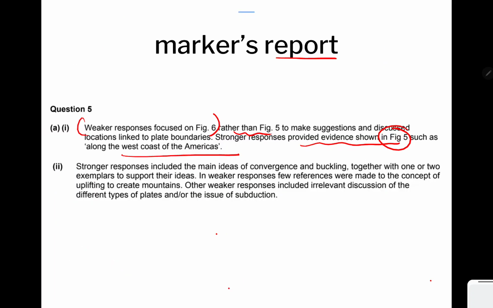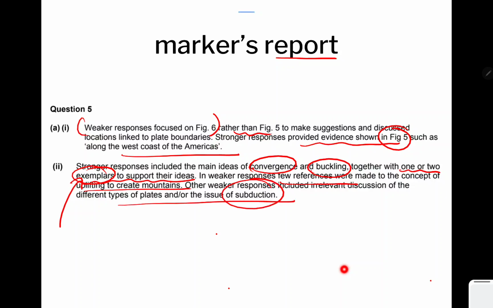Okay, let's take a look at the sample here. Let's take a look at the comment first. Stronger responses talk about convergence, talk about buckling. Important, 1 or 2 exemplars. So they literally want examples for you to talk about. Weaker ones don't have reference to the map, don't have reference to the uplifting to create mountain, and they talk about irrelevant things such as the issue of plates and the issue of subduction, meaning they over focus on the concept of subduction, which is not needed in this case.